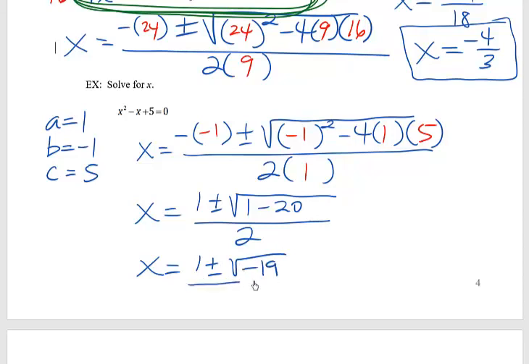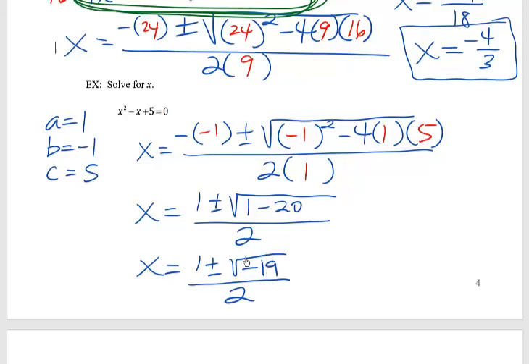And so right there, I'd be looking for instructions. Now, what do they want? Do they want real solutions? Do they want complex solutions? I didn't write anything down here. Let's assume we want complex solutions. If they wanted real, we'd just stop and say, sorry, forget it. But if we want complex, then we can do the i thing.